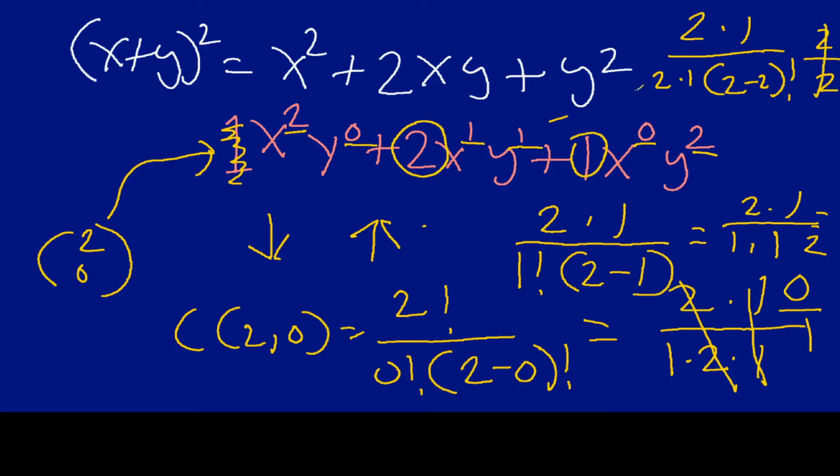Now, what is happening, if I had to show you the pattern, is this. It starts out with 2 choose 0, then 2 choose 1, then 2 choose 2. So the top number always stays the same, but the bottom number increases by 1 each time. That is what was happening with each combination formula.